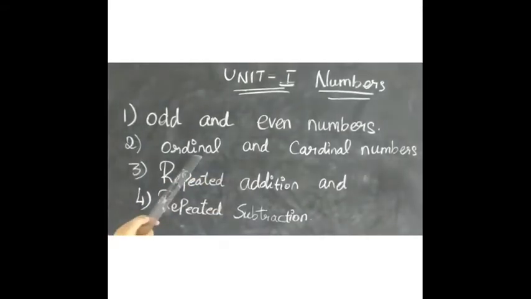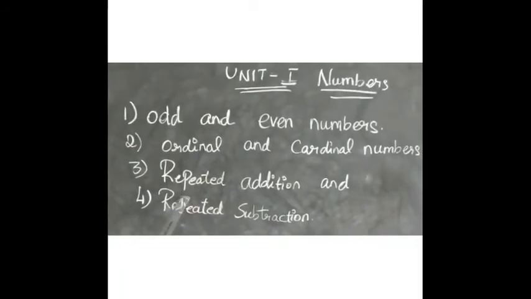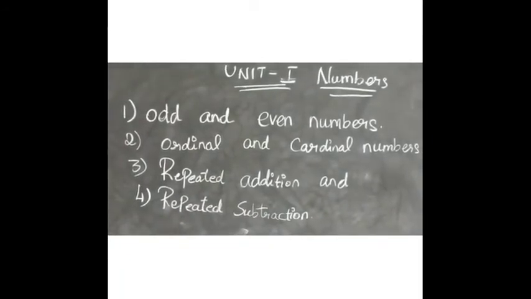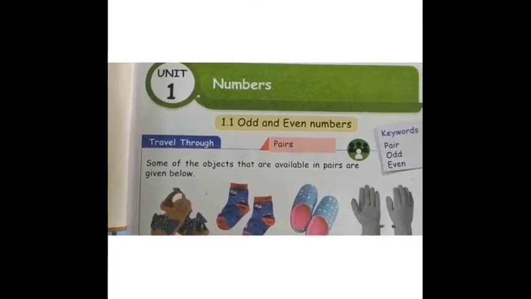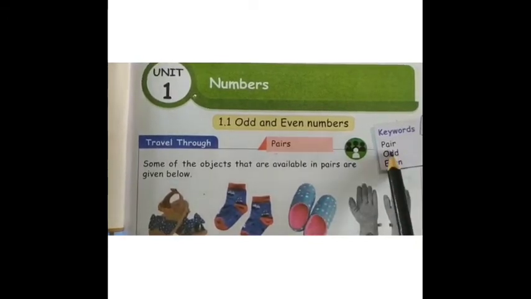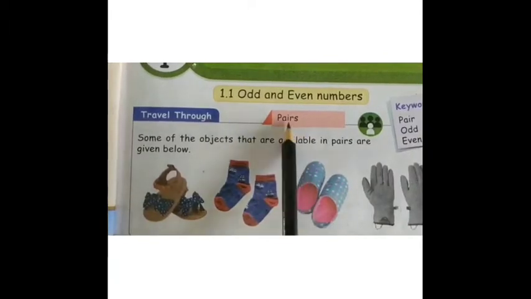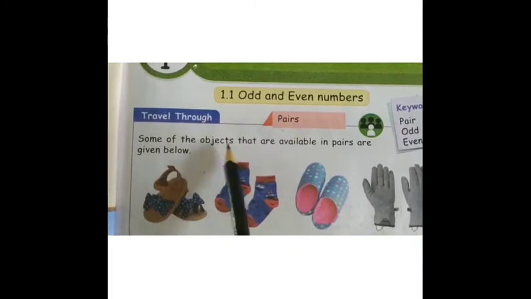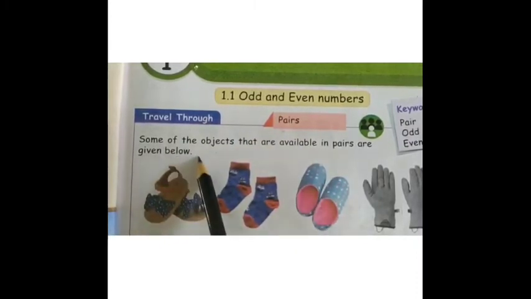In this unit, we are going to learn number 1, odd and even numbers. Number 2, ordinal and cardinal numbers. Number 3, repeated addition. And number 4, repeated subtraction. In this lesson, we are going to see some of the keywords such as pair, odd and even. Pairs means jodigal.